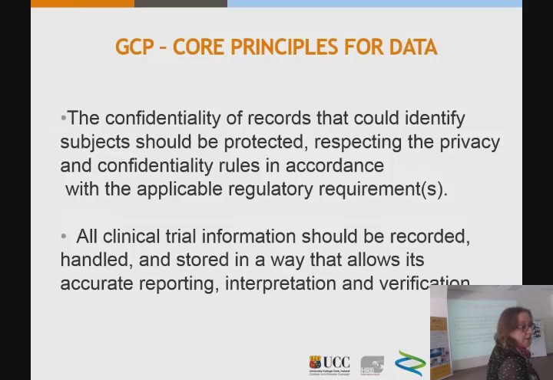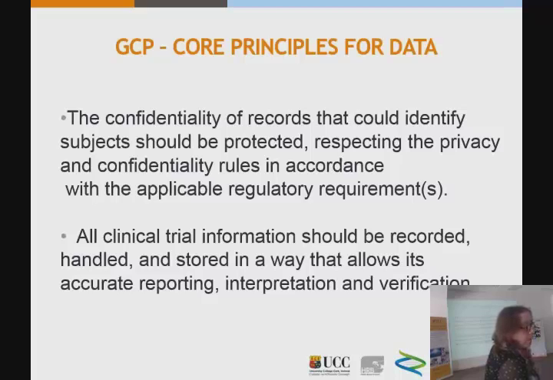The first one is confidentiality, obviously ensuring your data is confidential and patients' data is confidential. The other one is that your information is reported, handled and stored in a way that allows it to be accurately reported, interpreted and verified. The first one can be challenging enough if you're using multinational, multi-centre sites across the EU. You have an EU directive, that's fine, but within every country you have specific data protection laws. So again, very early in the process of developing your case report form or your electronic system, you need to be thinking about those things.